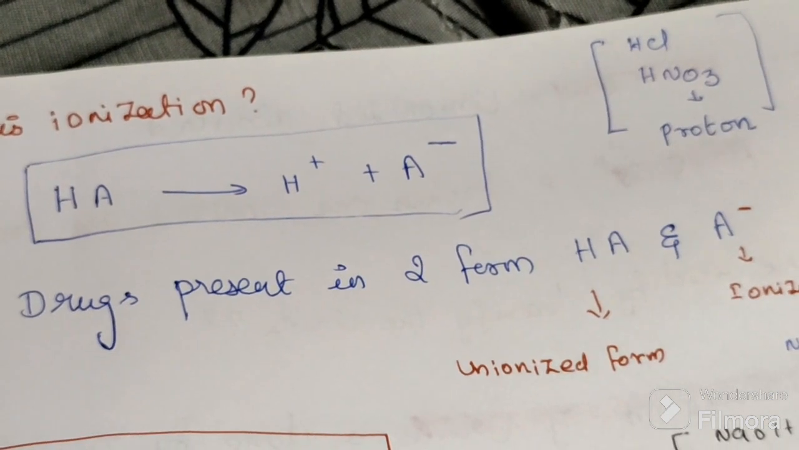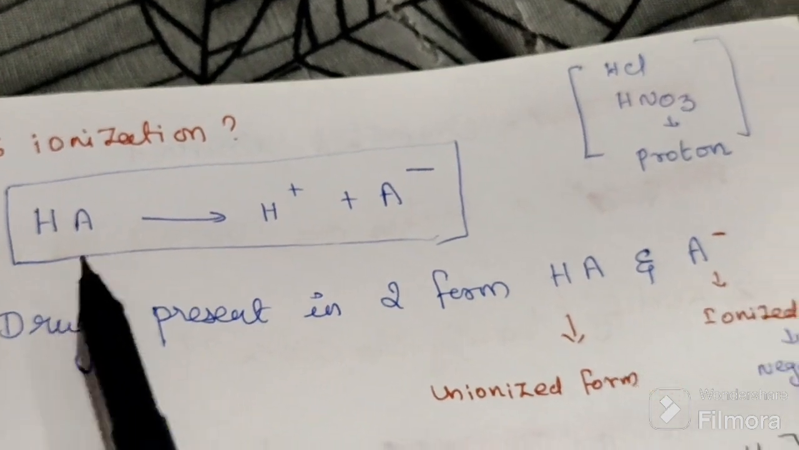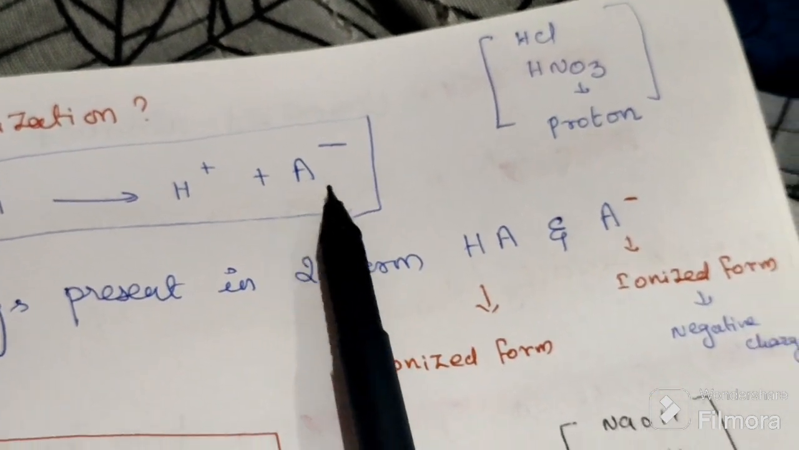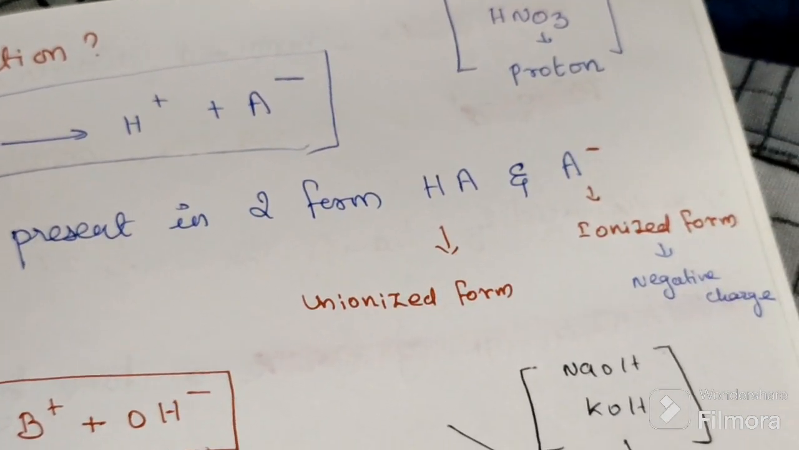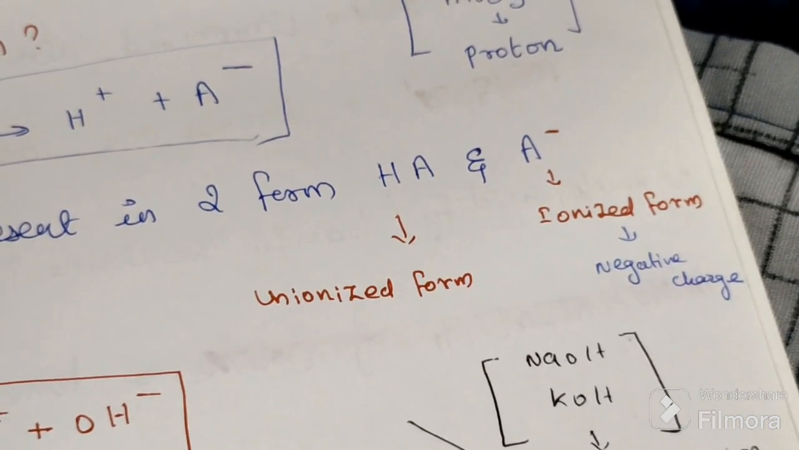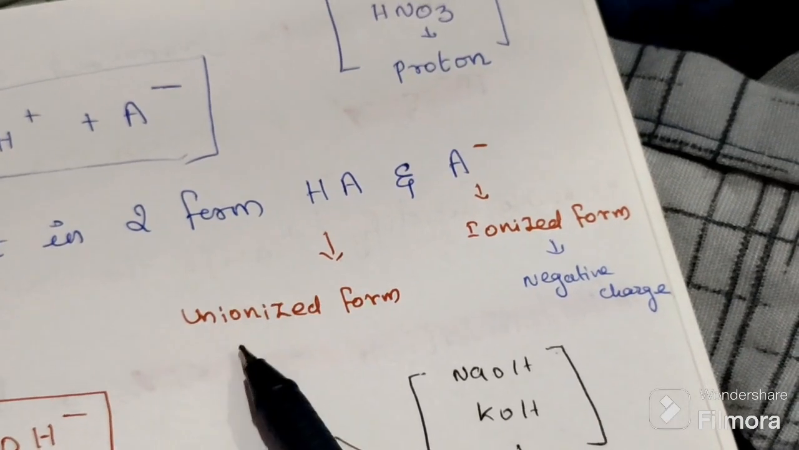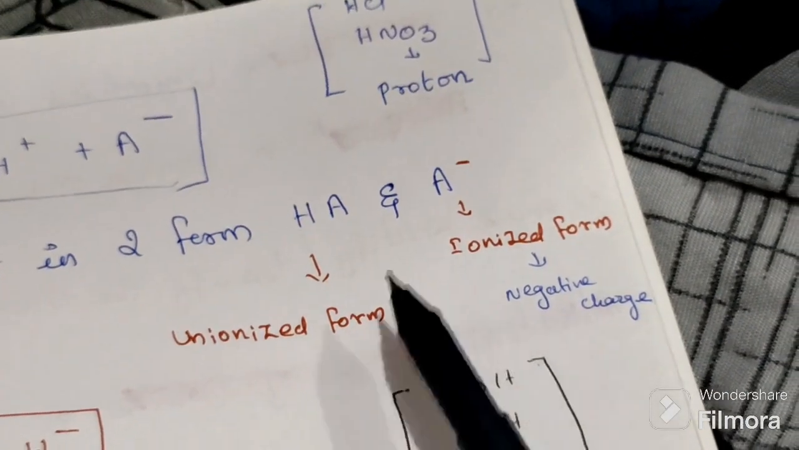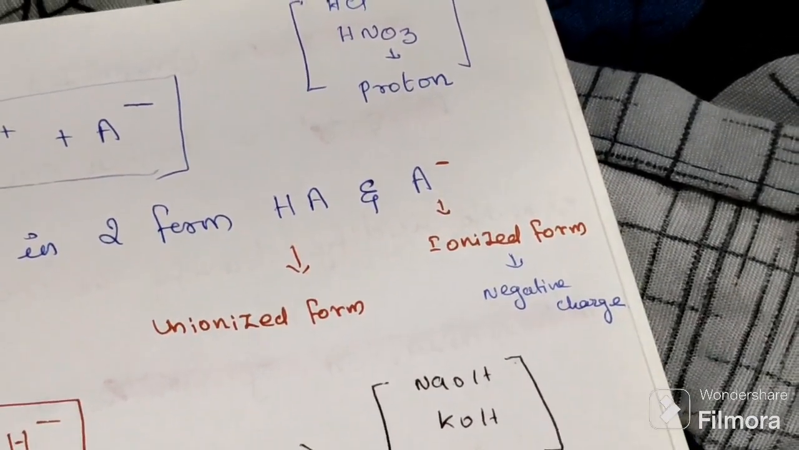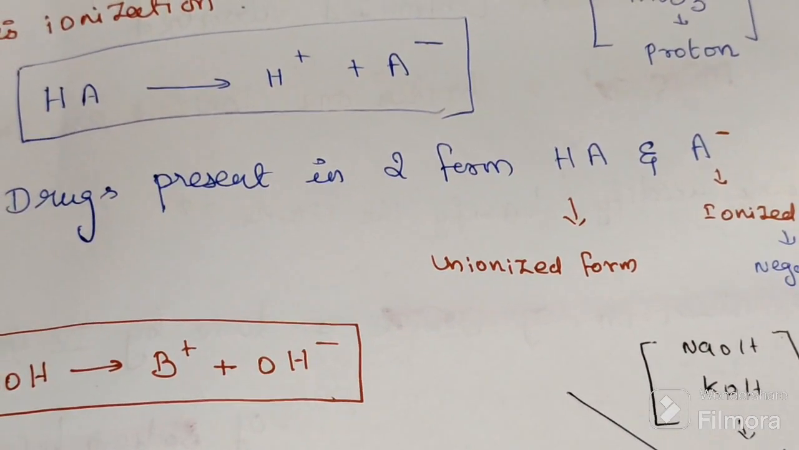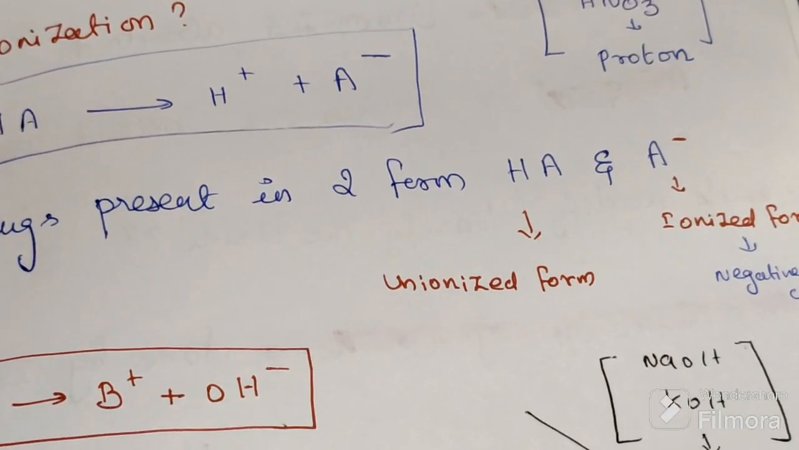Where is the drug? The drug is present in two forms: HA and also A, which is the negative one. This HA is known as the unionized form, so it has no charge. This A is known as the ionized form, so it has a negative charge. So the drug is present in two forms.